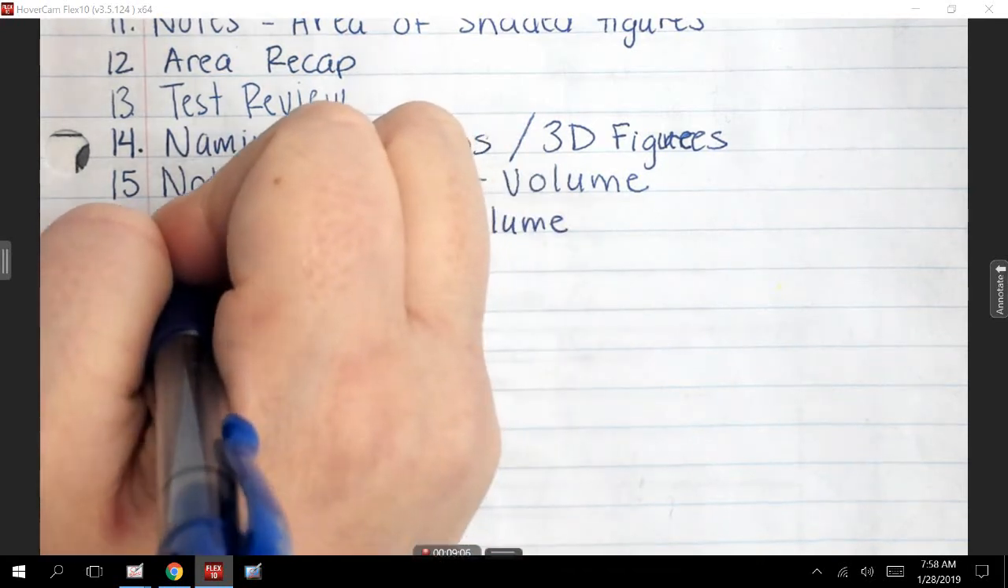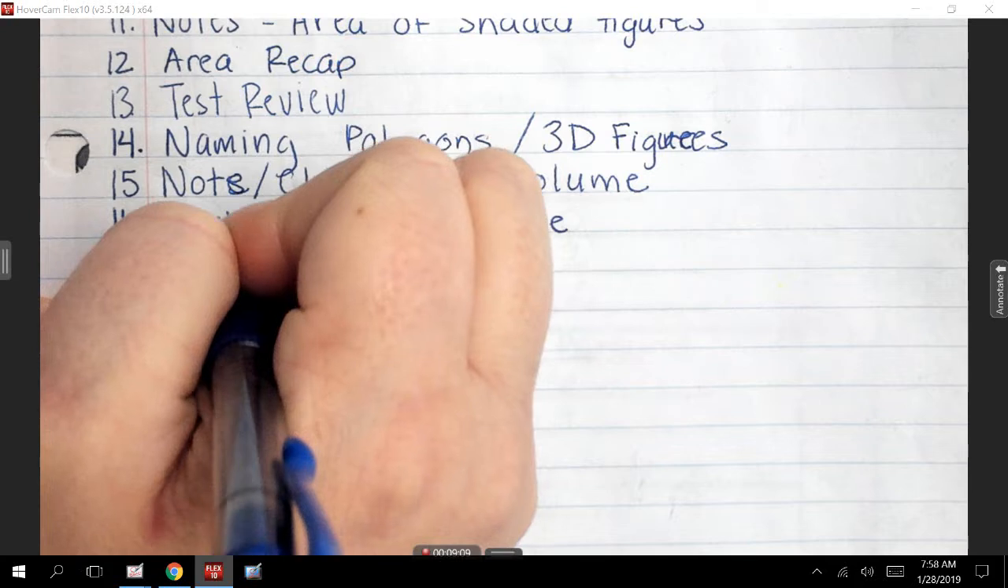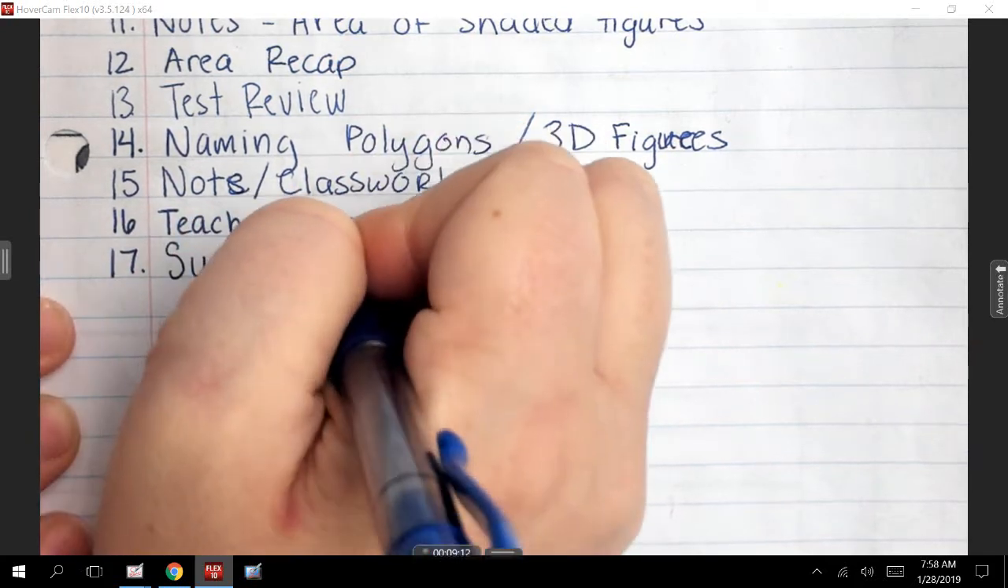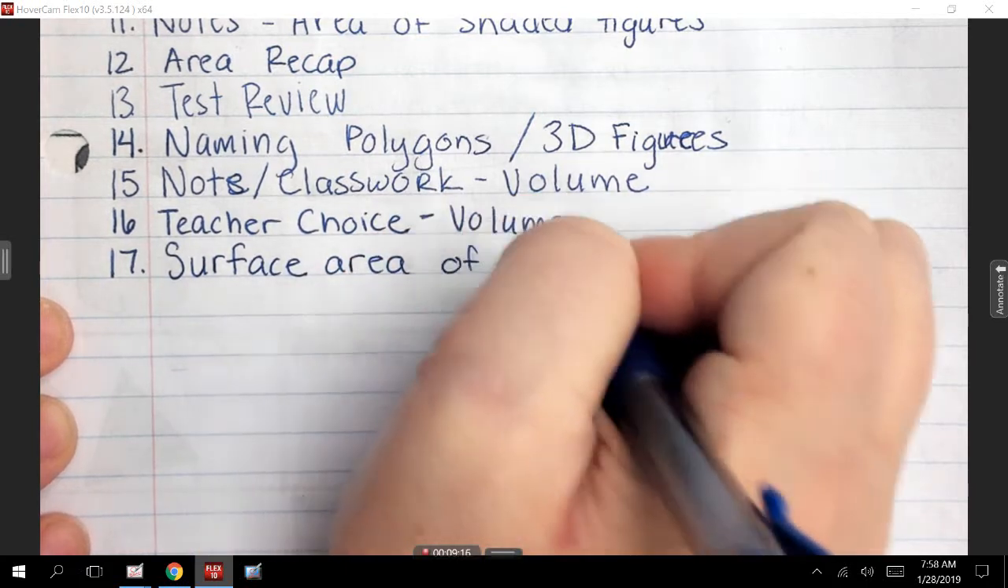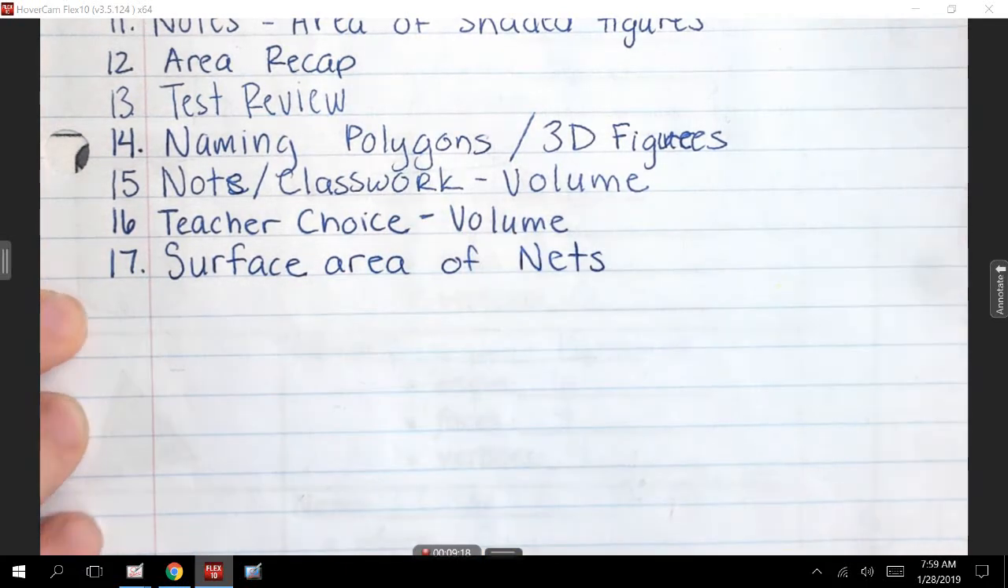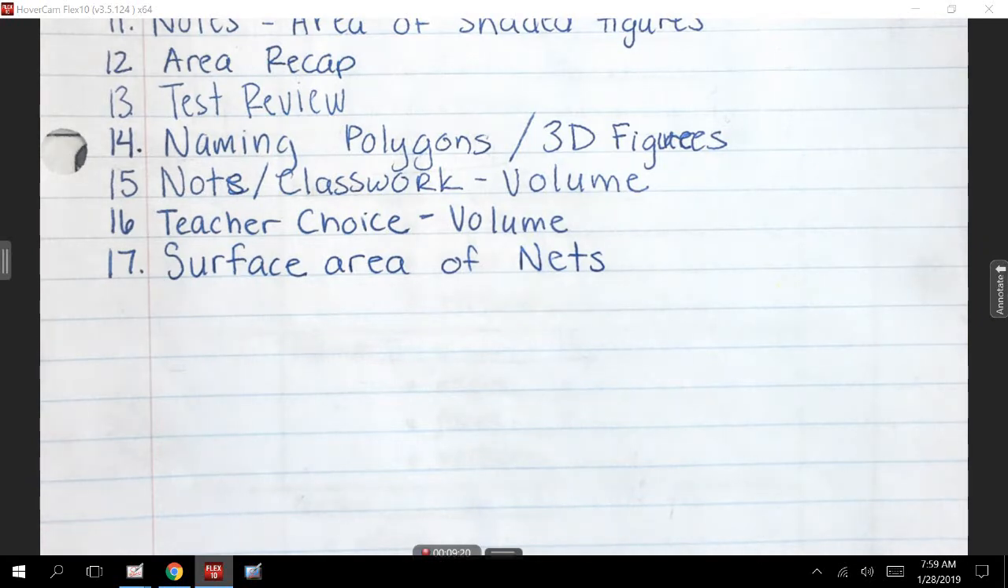All right, we're going to add 17 today. 17, we're going to do surface area of nets. We're going to talk about what all of those words mean. While you're writing that down, I'm going to pass out our worksheet for us to go over.